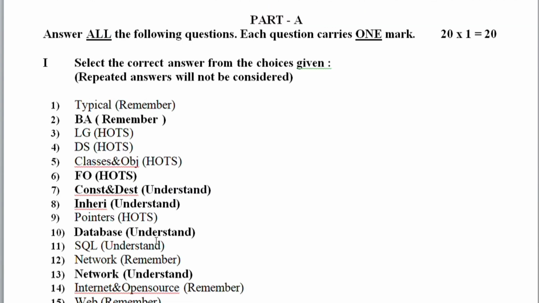Pointers you had HOTS, the same thing. Database, you had remember level question in model paper 1, and here you have understand level question. Then again you have SQL, which is understand, the same thing. Network, remember, same thing. Two questions. Here in the previous model paper 1, we had the application level questions. Here you have understand level question. Internet open source and web designing, the same thing, no changes.